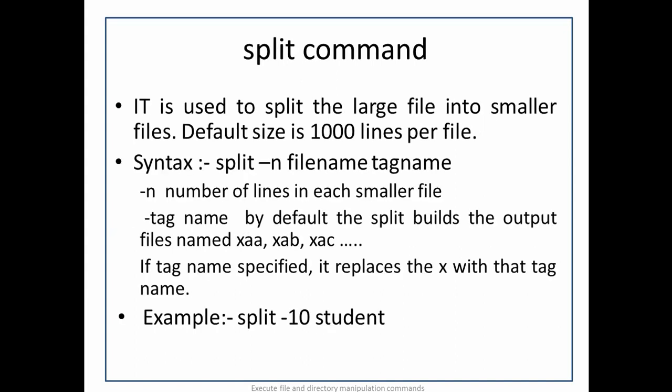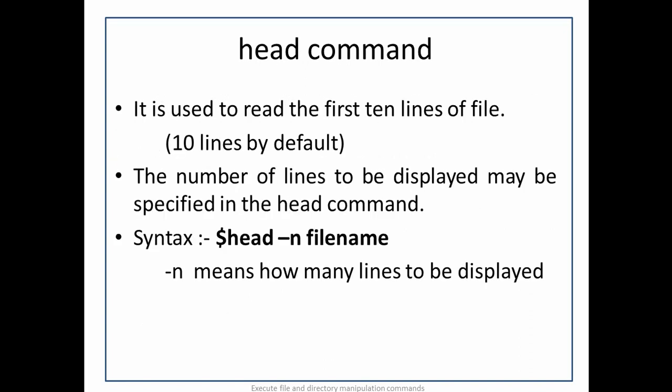The split command. It is used to split a large file into smaller files. The default size is 1000 lines per file. The syntax is split -n file name and tag name. -n will specify the number of lines in the smaller files, and tag name is the name given to the subfiles. By default, the names are xaa, xab, xac. The example is split -10 student, which will have 10 lines in the subfiles.